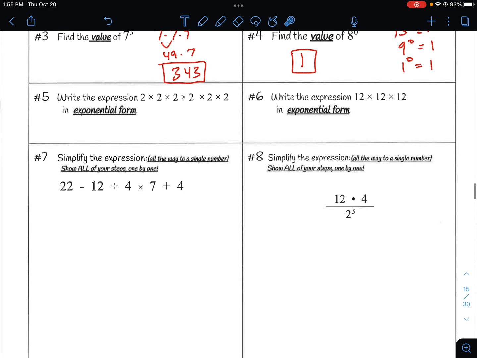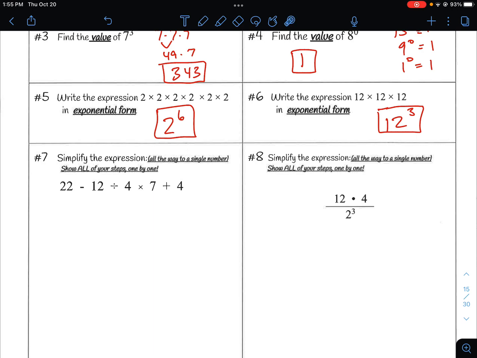Number 5, write this expression in exponential form. Well, that is just 2 times itself 6 times, so that's 2 to the 6th. Number 6, write this in exponential form. That is 12 multiplied by itself 3 times. That means 12 to the 3rd power.